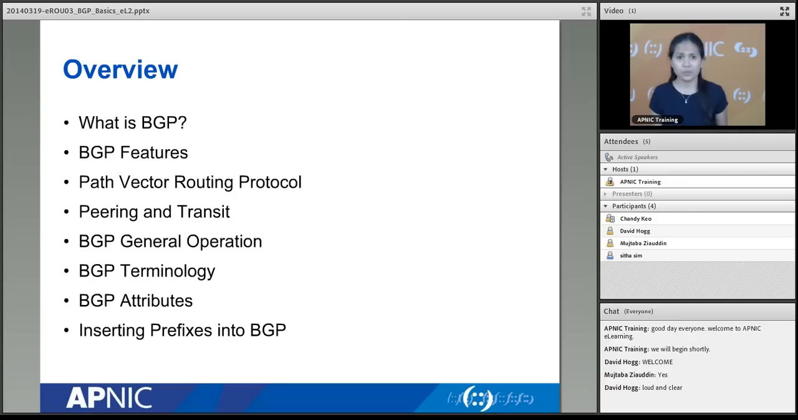Some attributes. Now, this attributes part I'm not going to cover in much detail because we have another e-learning session that covers exactly that. But it's just a fair introduction so we have an idea of what it is. And lastly, how do you add prefixes? How do you actually announce prefixes so that your networks can be seen on the internet? So we'll try to do that. That's quite a hefty list of topics to cover, but we'll try our very best to finish that in 1 hour.